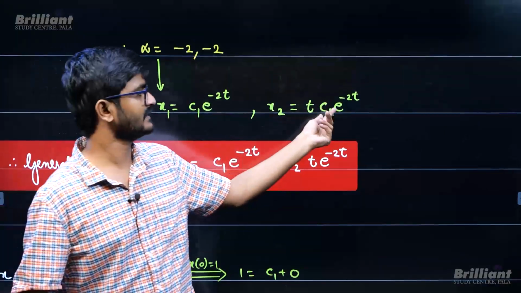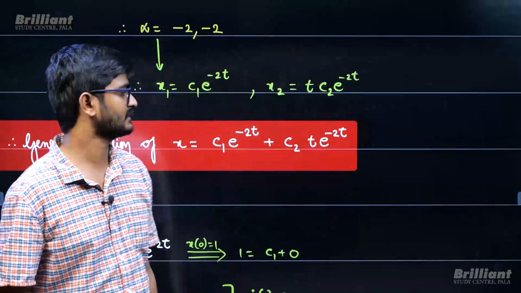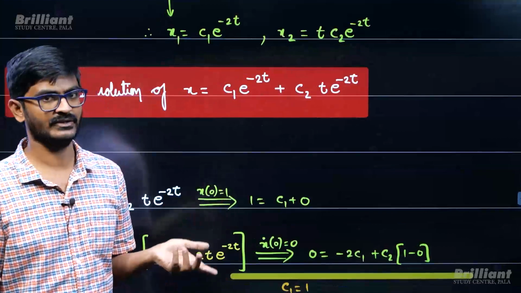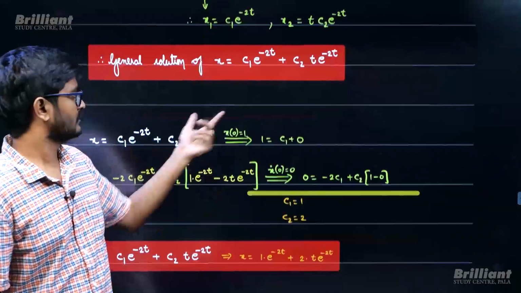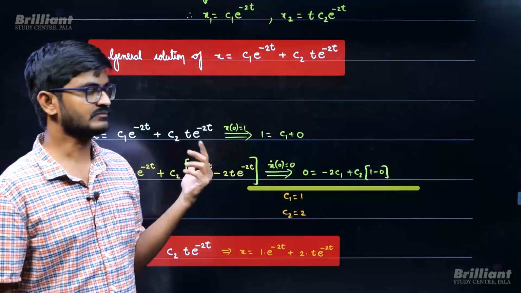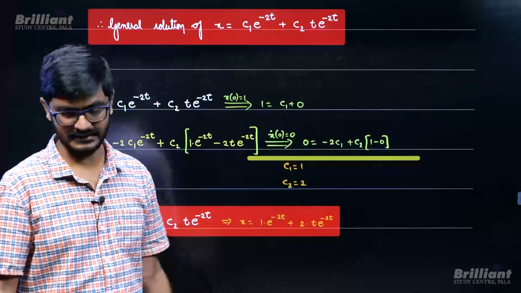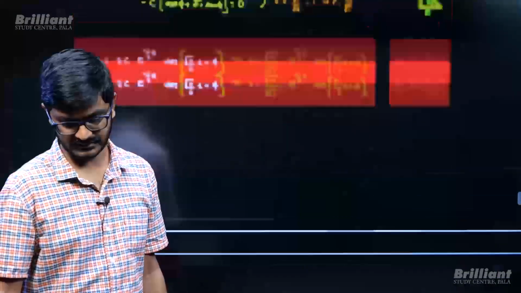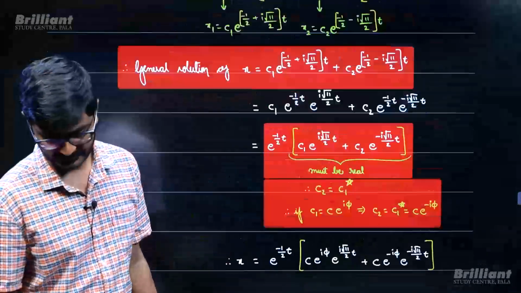The other solution can't be c2 into e power minus 2t, it has to be t into c2 into e power minus 2t. These are not damping questions. One is over damping, one is right. So that's the general solution, but you need to get c1 and c2 values. So you need two initial conditions, they will be given in the question, you can substitute and get the answer. Now there won't be SHM in those two cases, there will be SHM only in this case.